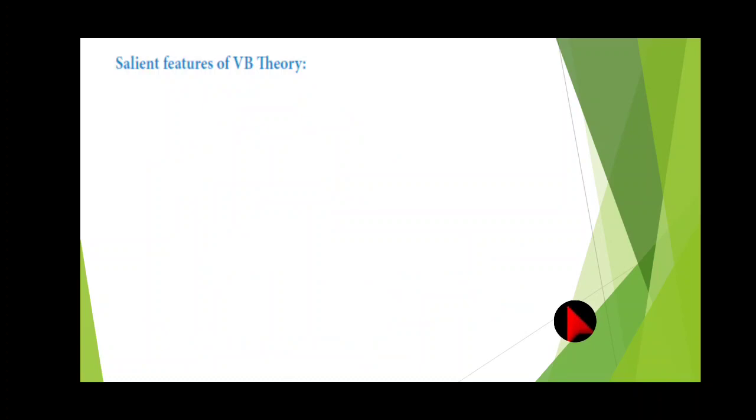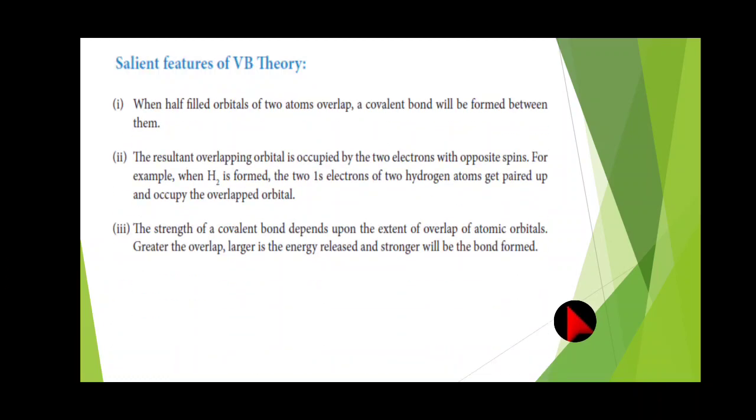So regarding this valence bond theory, what are the salient features we will see. Point number 1, when half-filled orbitals of two atoms overlap, a covalent bond will be formed between them. So how will the covalent bond be formed, right? When half-filled orbitals of two atoms overlap, we can get the covalent bond.